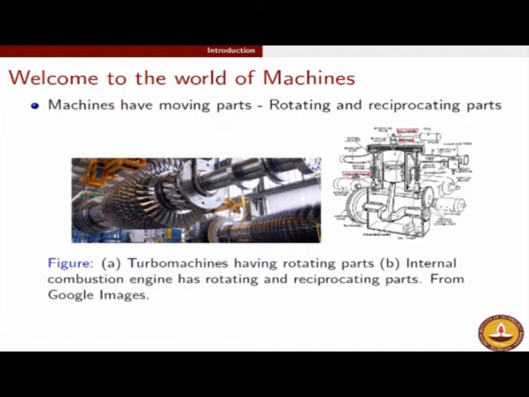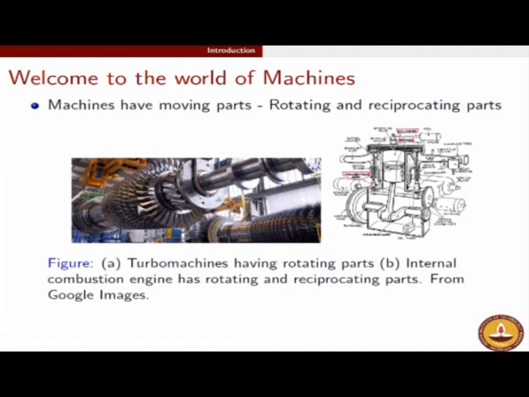Contrast that with the figure on the right. This is a sketch of an internal combustion engine typically used in an automotive setting. In an internal combustion engine, you will have the crank which is rotating at some speed, and you will have the piston which is accordingly reciprocating. So internal combustion engines will be an example of those class of machines which have both rotating as well as reciprocating parts, and turbo machinery will be an example of those machines which have only rotating parts.